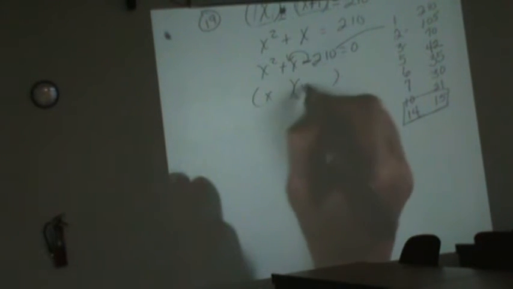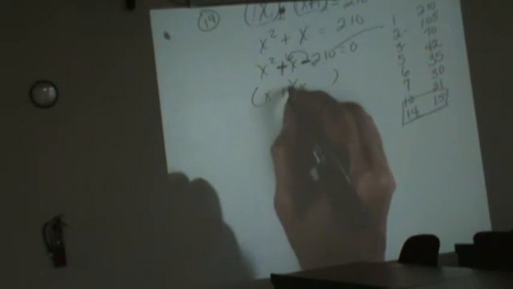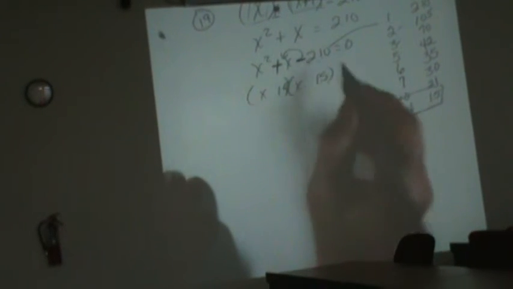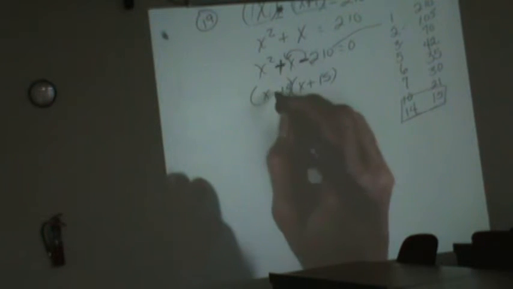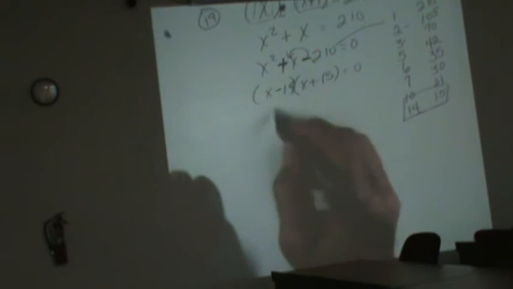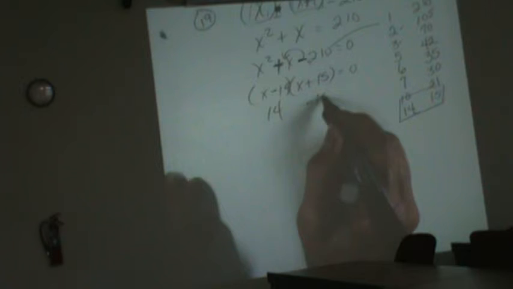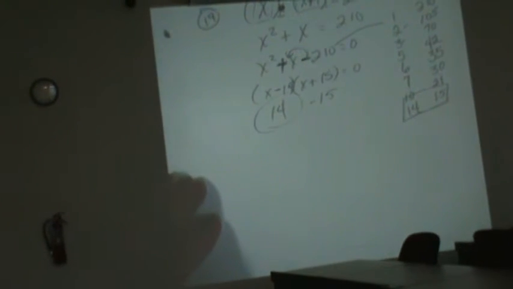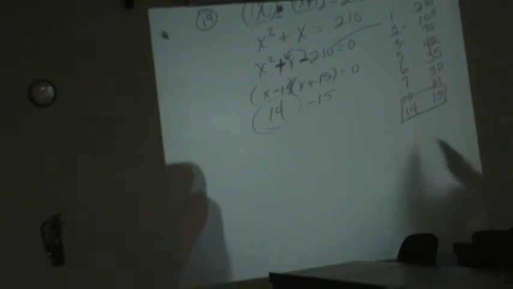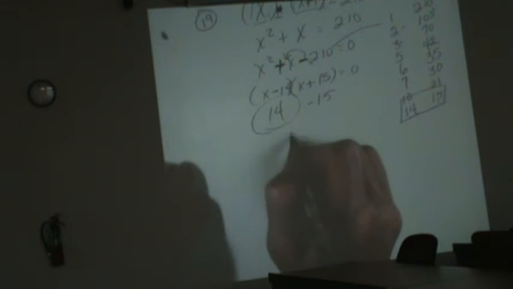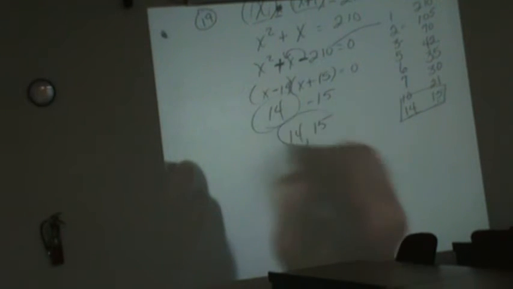So you have X, and they're not both positive. They're different sides. You have 14 and 15. Positive is your bigger number. So you have 14 and a negative 15. 14 is your first page number, which you could tell by looking at these. 14 is the first one, 15 is your second one.